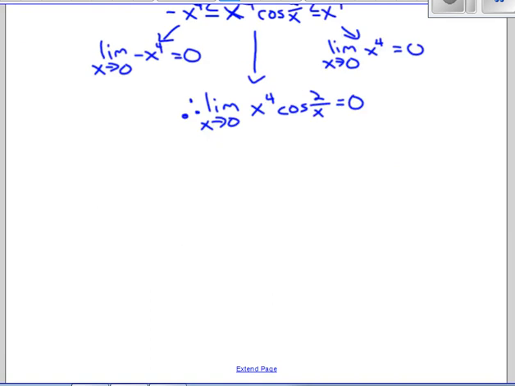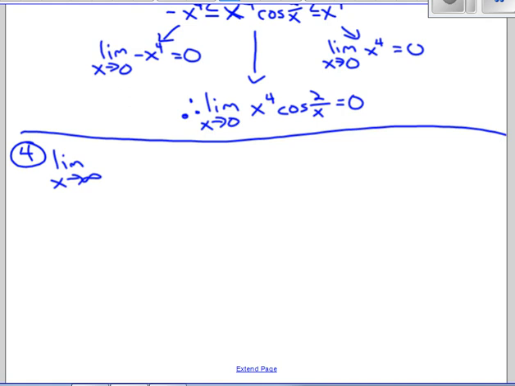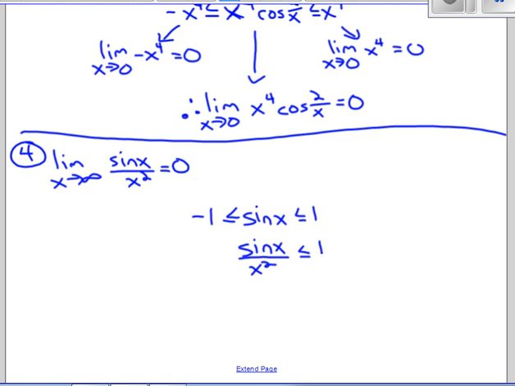Pretty similar for number 4. We want to show that the limit as x goes to infinity of sine x over x squared is 0. So let's start off with the fact that we're dealing with the sine x. That needs to lie between 1 and negative 1. I need to put it over x squared. So that means dividing each term in the inequality by x squared.